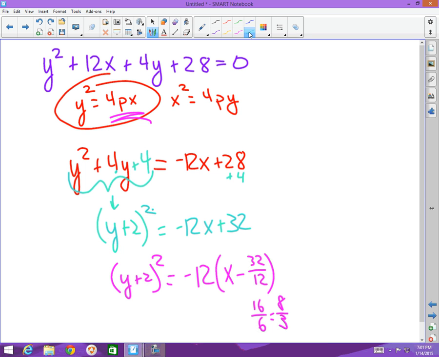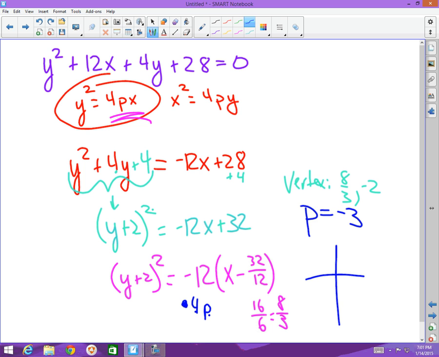And so now the vertex of our parabola, just like the center, is going to be at positive 8/3, comma, -2. And the value of p is going to be -3, because remember this is 4p. And 4 times what is -12? Well, -3. So p is -3. So that means at (8/3, -2), and then p is -3 down here. So you're looking like that.